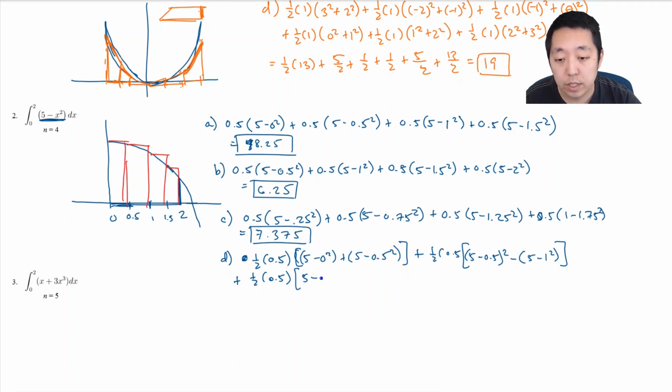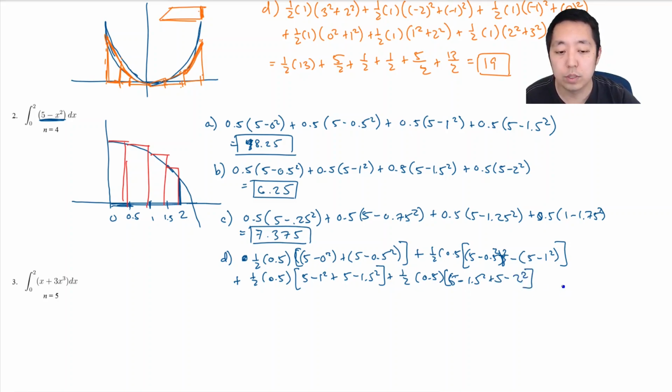5 minus 1 squared plus 5 minus 1.5 squared plus 1/2 times 0.5 times 5. Oh, I shouldn't be squaring in these parentheses right there. I think I kind of messed that up. Yeah, this square should have been inside. Okay, 5 minus 1.5 squared plus 5 minus 2 squared.